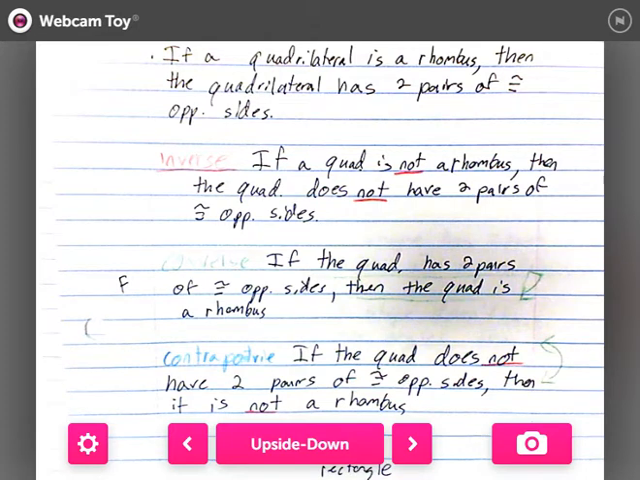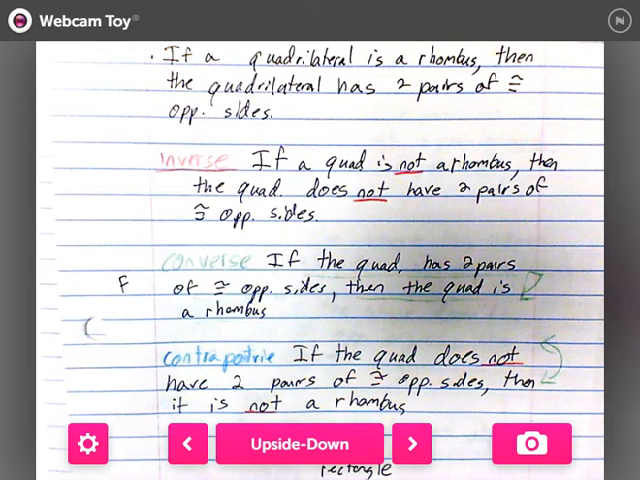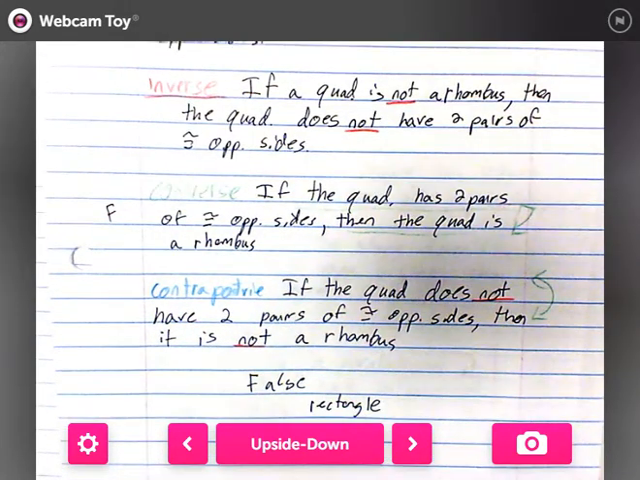Okay, so my converse, is that true or false? There is an F next to it. It is false. Because, can you give me a counterexample then? A rectangle. That's my counterexample too. A rectangle.